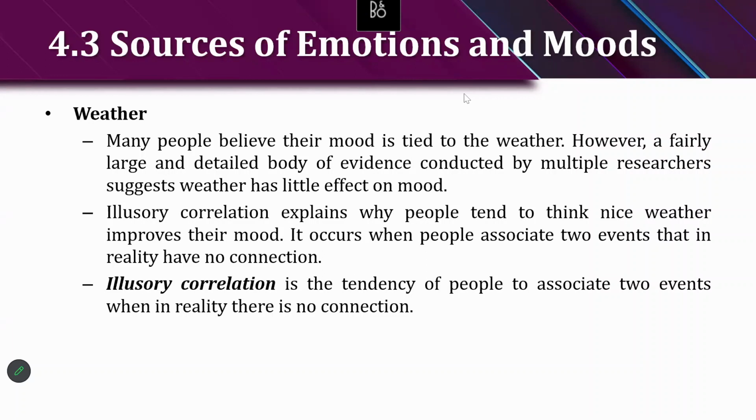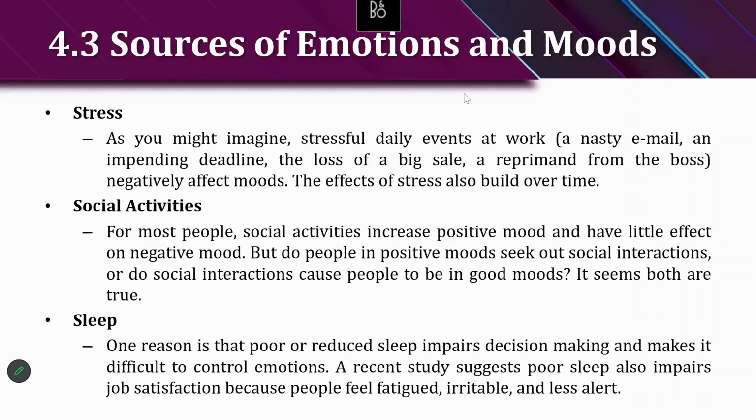It occurs when people associate two events that in reality have no connection. In reality, there is no connection between the weather and emotion, but people think the weather has some impact on emotion because of the illusory correlation. It is the tendency of people to associate two events when in reality there is no connection. Because of it, people's cognitive thinking makes the weather seem to have an impact on emotion. And other than that, stress, as you said: if people are experiencing stress, they will be in a negative mood all the time.